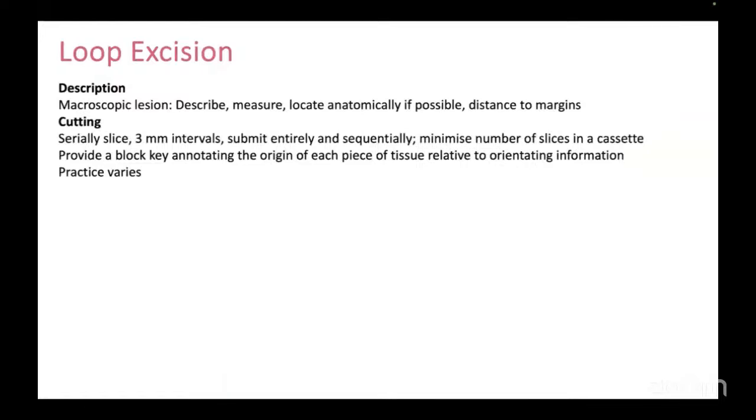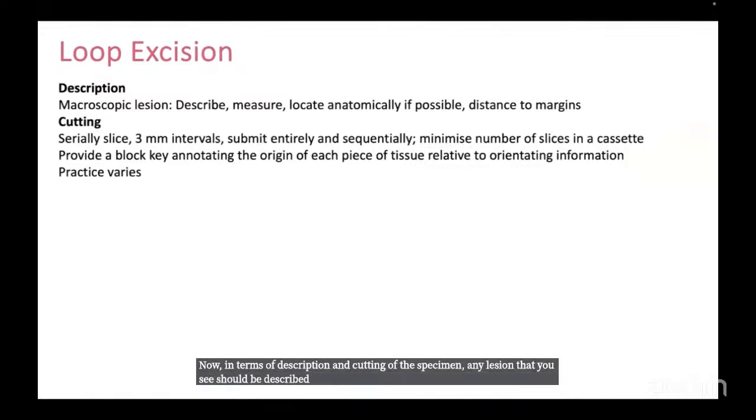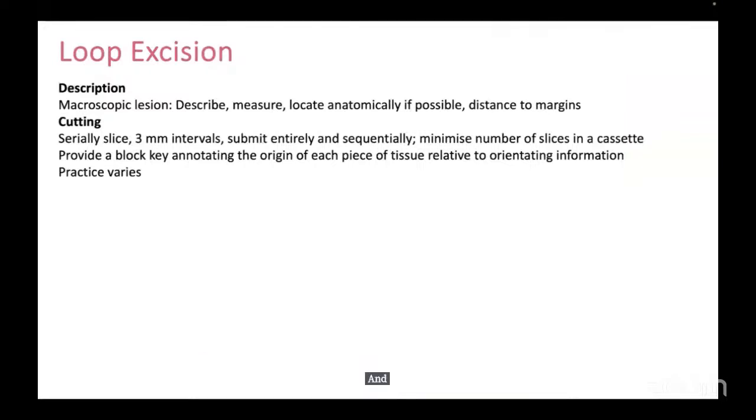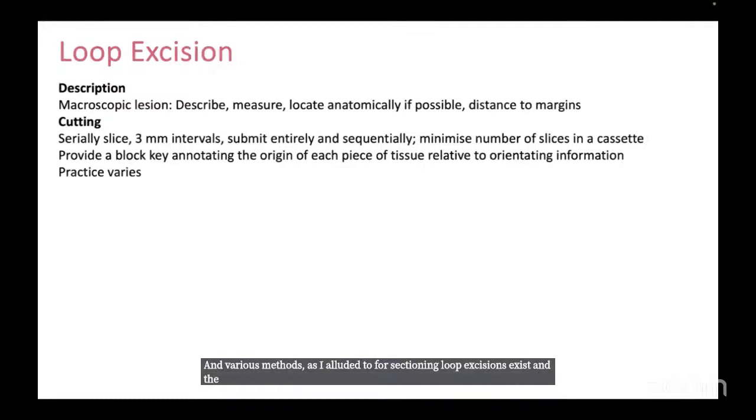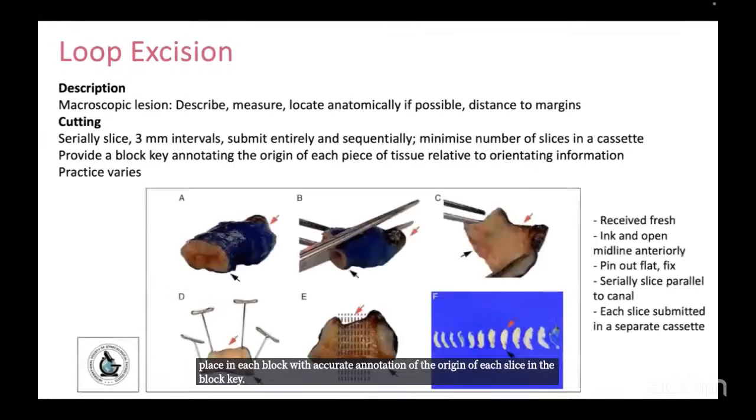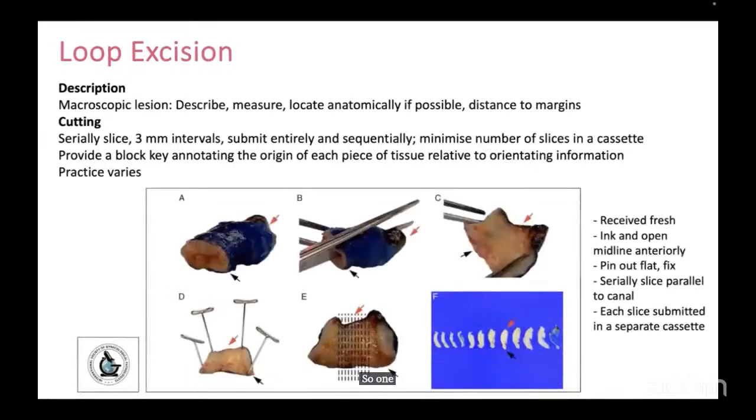Now, in terms of description and cutting of the specimen, any lesion that you see should be described along with its anatomic location and its distance to margins. And various methods, as I alluded to, for sectioning loop excisions exist. And the general principle is that we serially slice at 3 mm intervals and submit the entire specimen, trying to minimize the number of slices that we place in each block with accurate annotation of the origin of each slice in the block key.